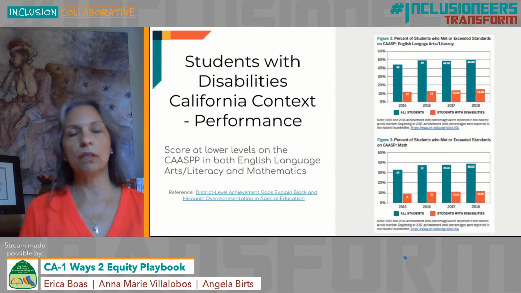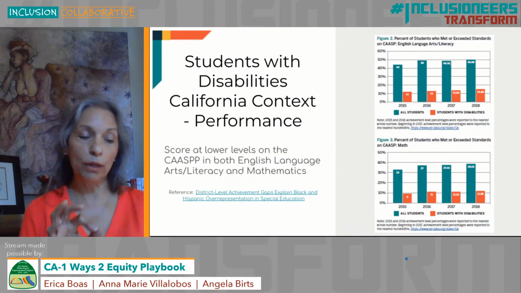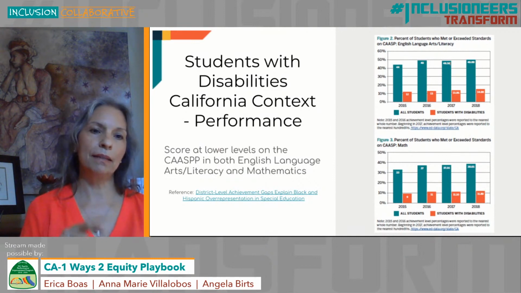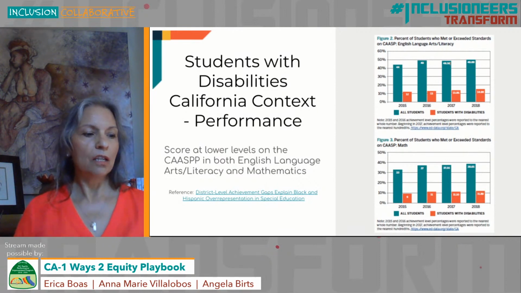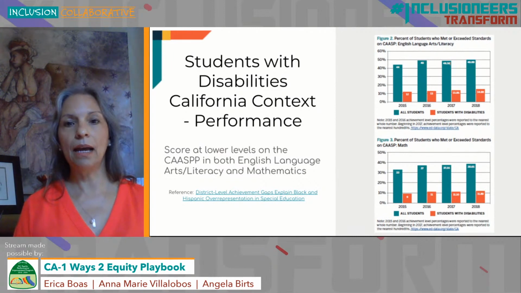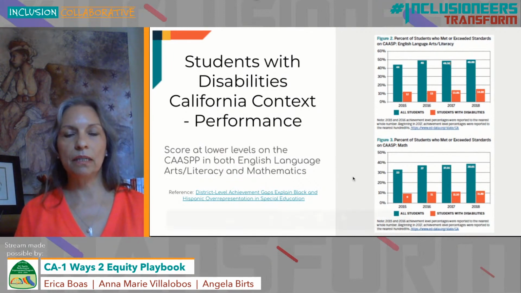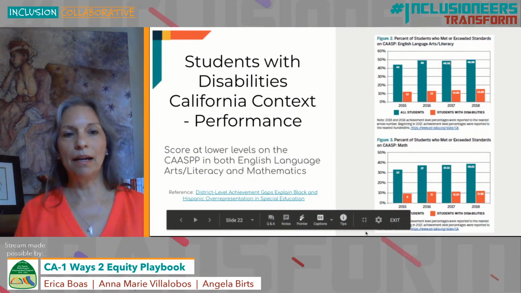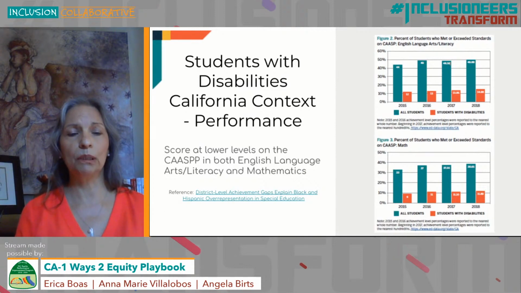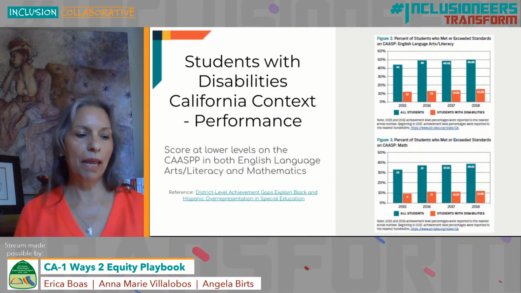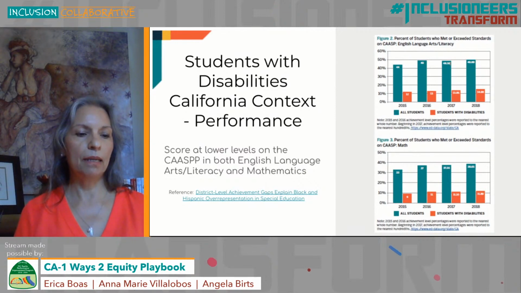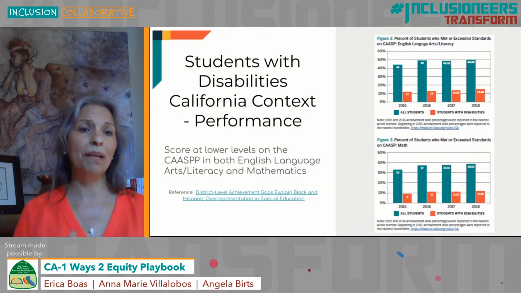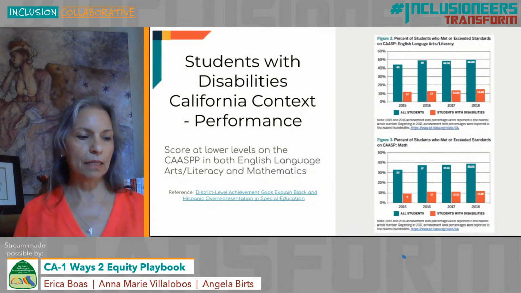The exclusion of students with disabilities from the general education classroom often leads to a less rigorous curriculum, and oftentimes that less rigorous curriculum is in a separate classroom and in a more restrictive environment. So if we look at the data on this slide, you can see that students with disabilities perform far below their peers in both math and English language arts, these are the CAASPP scores, and they perform at an even lower level in mathematics.